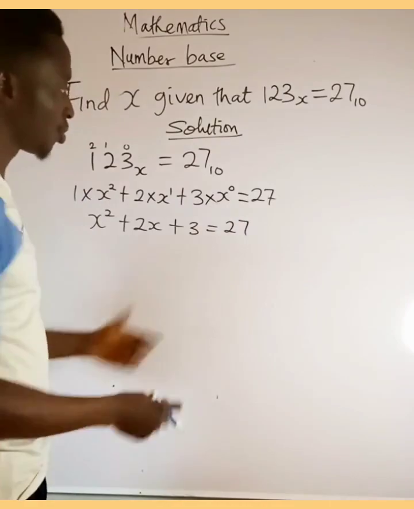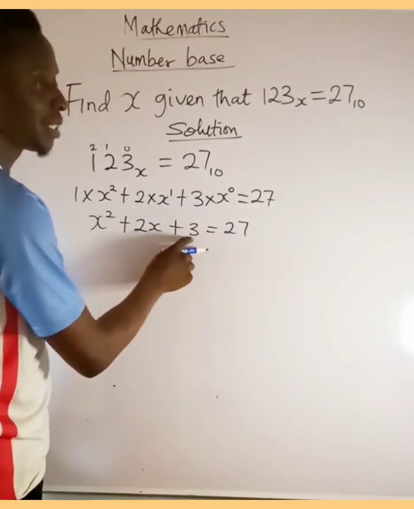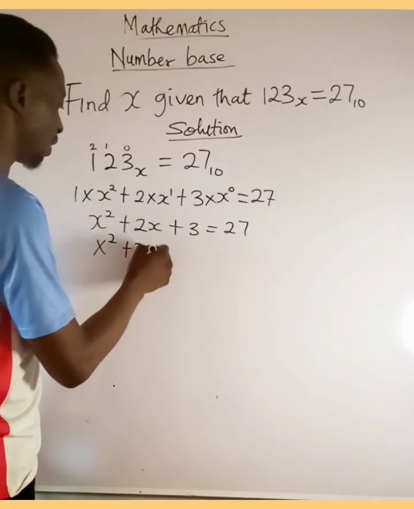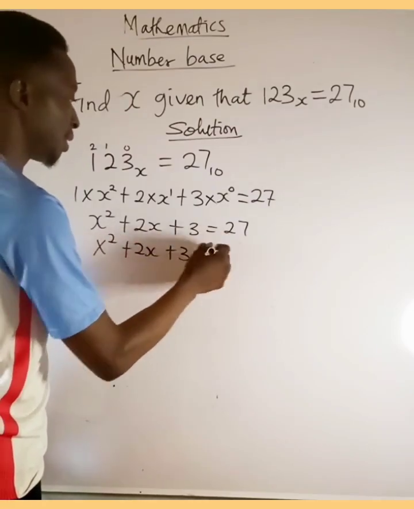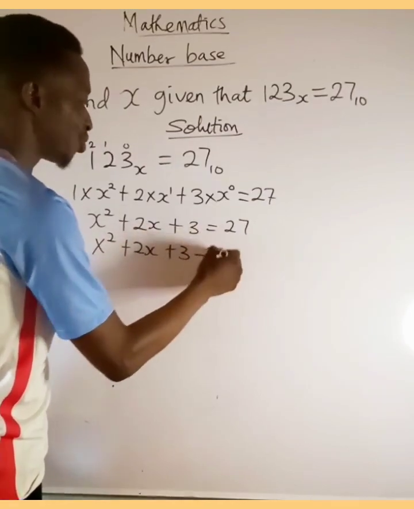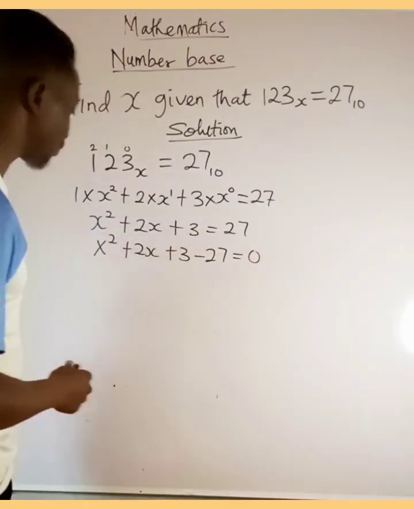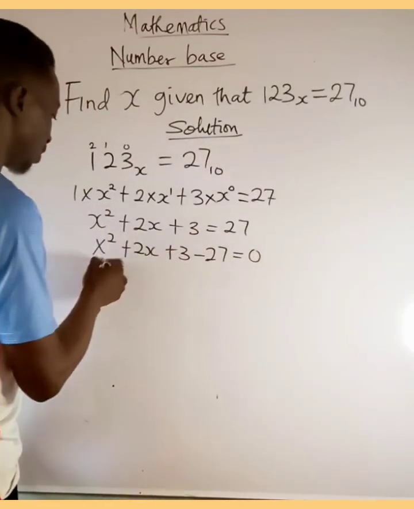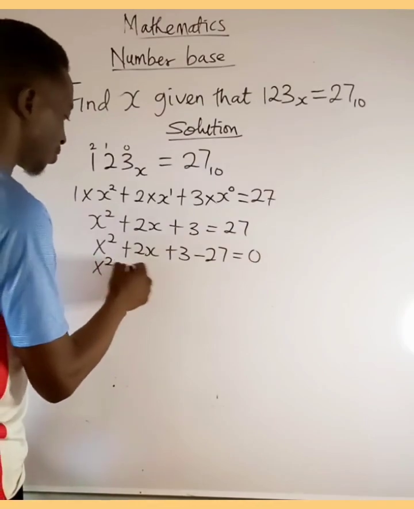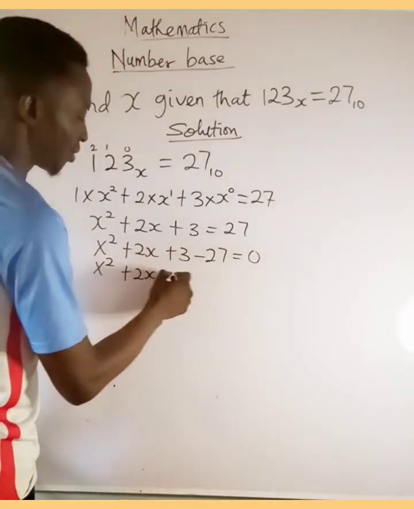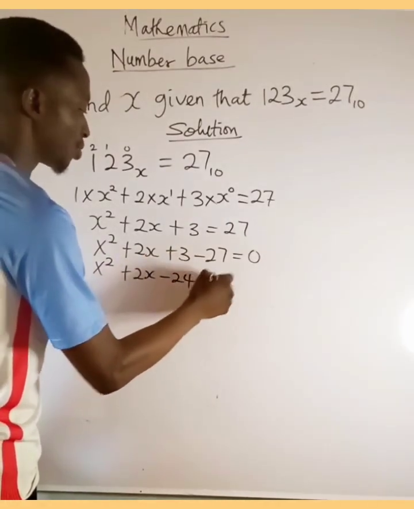The next thing we are going to do is move this 27 to the left hand side. So we have x squared plus 2x plus 3, and when 27 comes here it turns to minus 27, then the right side will be 0. Then let's subtract: we have x squared plus 2x, and 3 minus 27 gives minus 24, equal to 0.